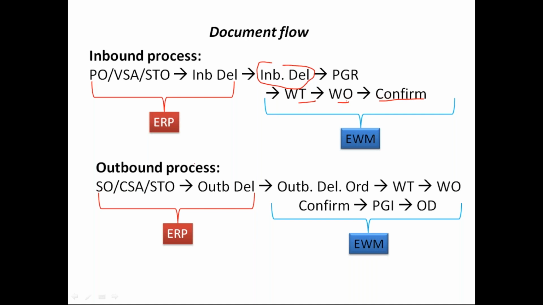Same thing applicable for outbound. In outbound also, you can create a sales order or customer scheduling agreement or a stock transfer order, against which you create a delivery. That delivery will be distributed to EWM. You call it as outbound delivery order or a warehouse request, against which you create a warehouse task. A group of warehouse tasks is a warehouse order, and once you pick, you confirm the activity. After that, you can perform the goods issue. Last, system will create outbound delivery.